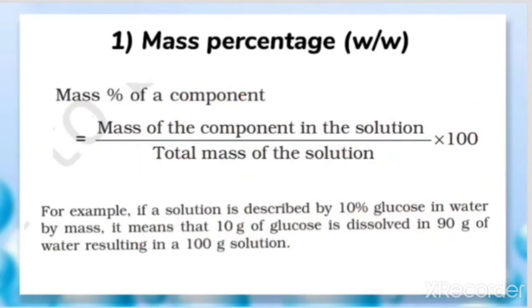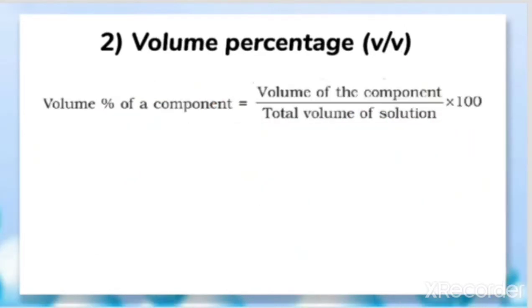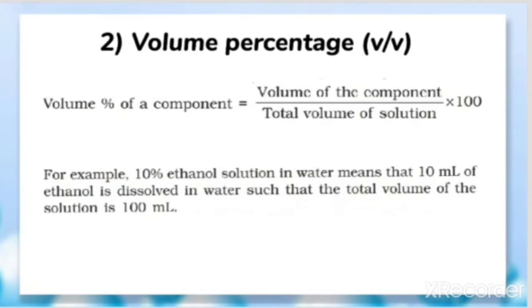The next one is volume percentage. Just like mass percentage, instead of mass we are taking volume. Volume percentage of a component is equal to the volume of the component divided by the total volume of the solution, multiplied by 100, because it is taken in terms of percentage. The example is a 10% ethanol solution in water. Now ethanol is a liquid and water is also a liquid, so instead of taking mass, we are taking volume here.